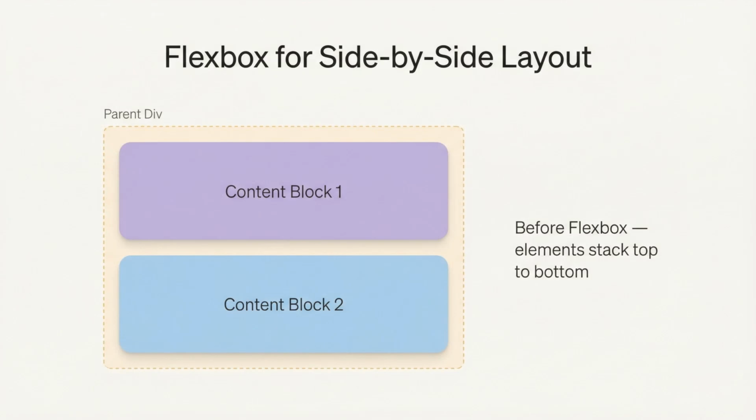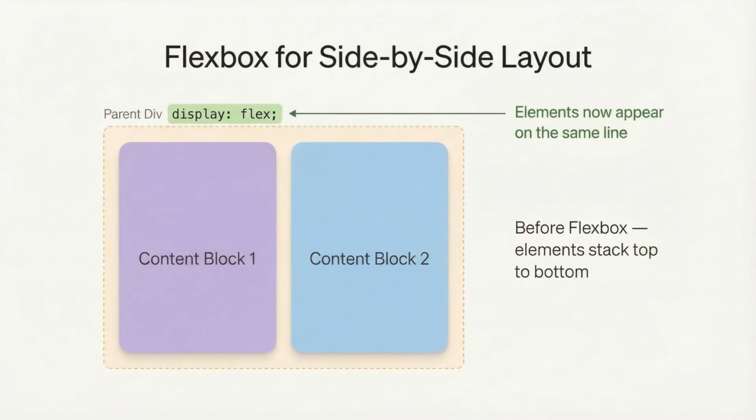Now, let's look at layout structure. When you have two content blocks inside a parent div, say an image on one side and a paragraph on the other, by default, HTML stacks them vertically, one on top of the other. This is the normal block-level behavior. But what we actually want is for them to sit side by side on the same line.